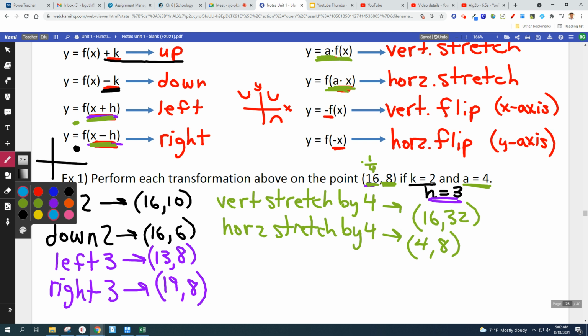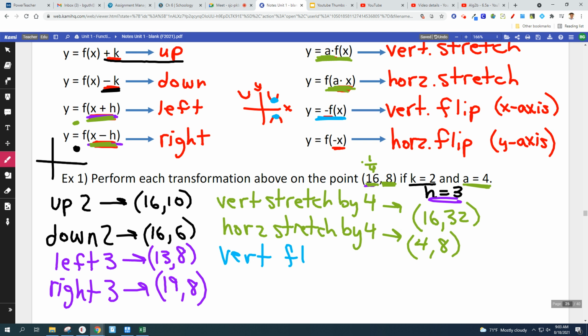Now let's look at a vertical flip. A vertical flip is just going to take a point and flip it over the x-axis. So really all you're doing is changing the y coordinate. So if we do a vertical flip, we change the y coordinate, and it becomes 16, comma -8.